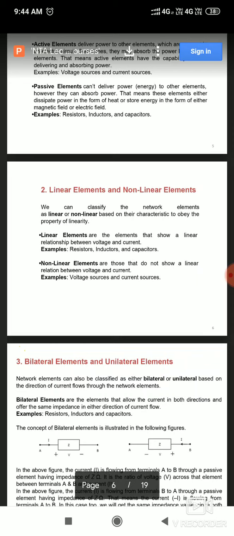Suppose we take an example, a resistor. If current I is passing through it, and voltage V is getting dropped across that resistor, and if we are plotting the graph of voltage versus current or current versus voltage, then that should be a linear straight line which is passing through origin.